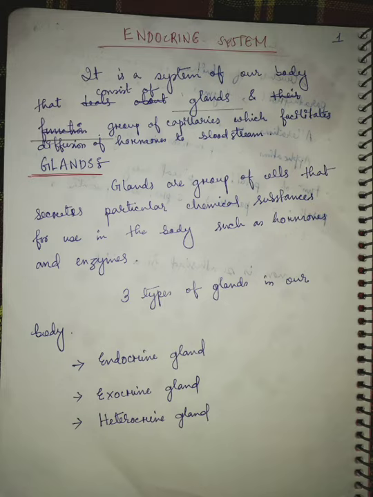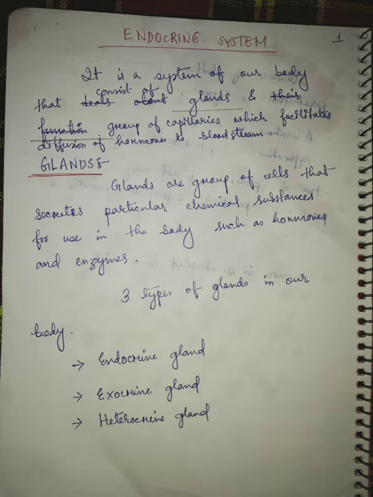That means gland tissue is also a group of cells, but glandular tissue does not secrete hormones, but a gland secretes hormone. So what is a hormone? A chemical substance. Glands also secrete hormones as well as enzymes. So on the basis of that, glands are divided into three types: exocrine gland, endocrine gland, and heterocrine gland.